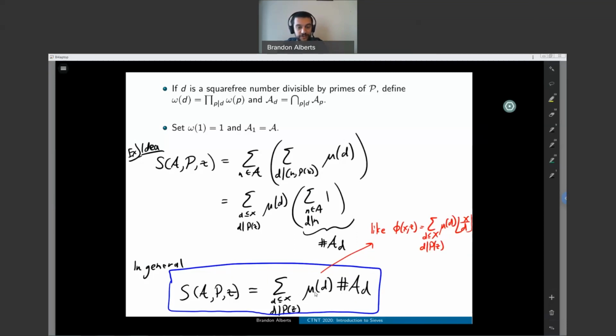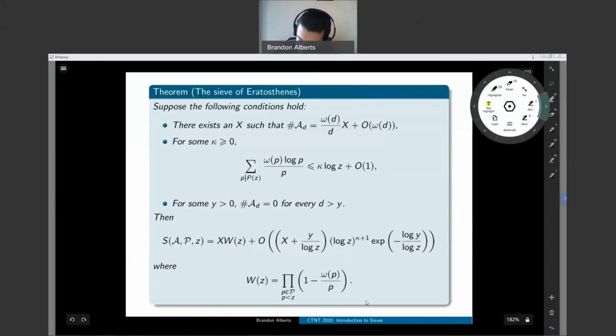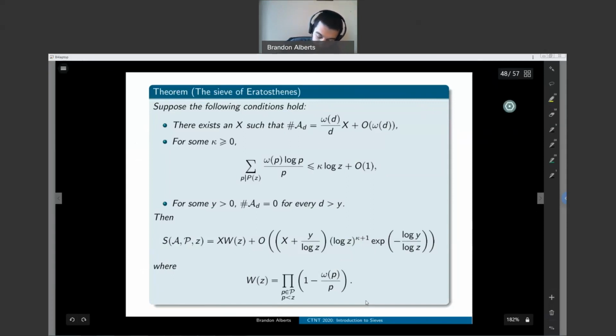And then the main term is, again, pretty similar to the main term in our original example. It looks like mu of d times this approximation, which over here the approximation was x over d. And as long as this approximation is nice enough, then we'll get a similar answer. So that's the statement on this slide. This is big and long, so let's just highlight a few facts and what they mean.